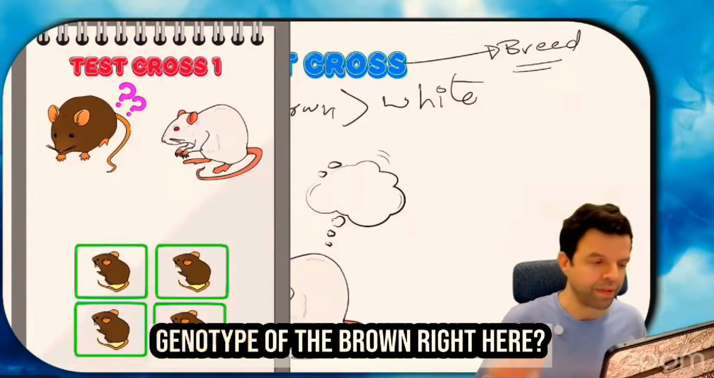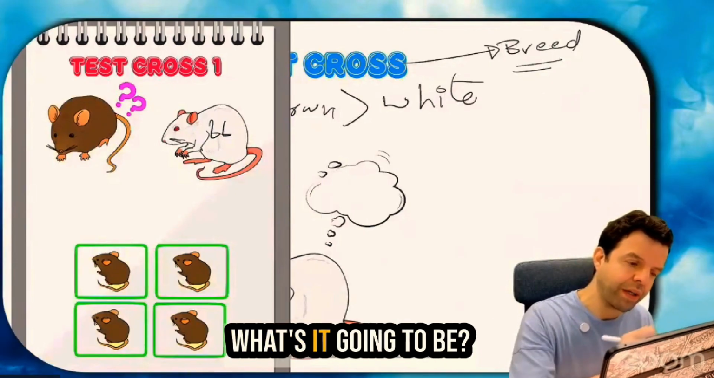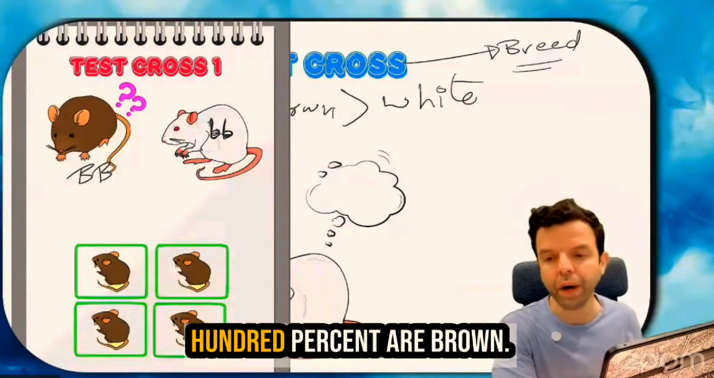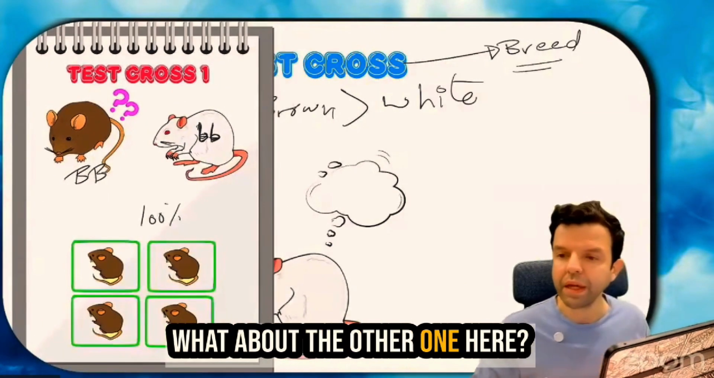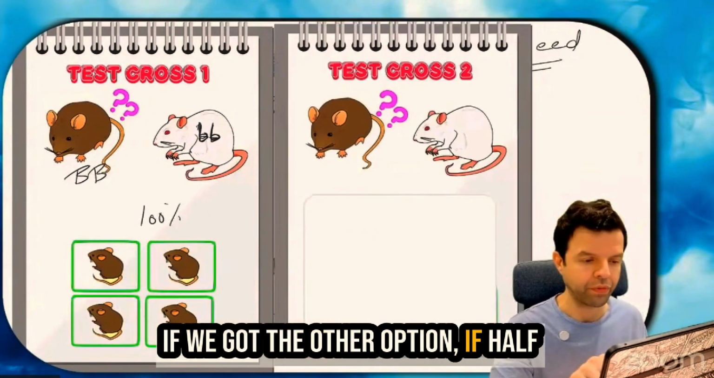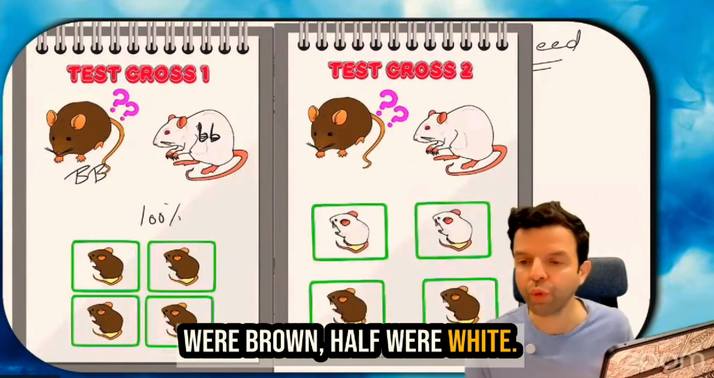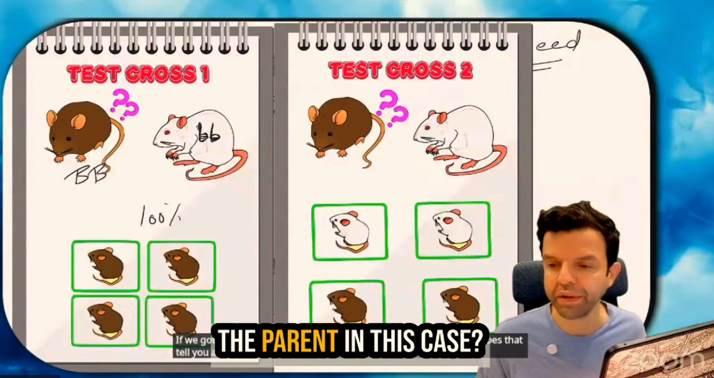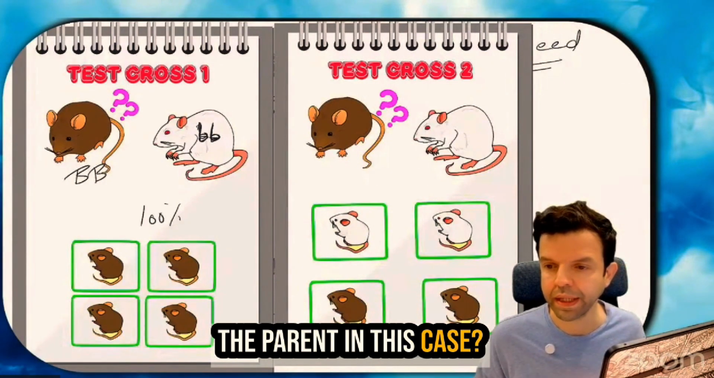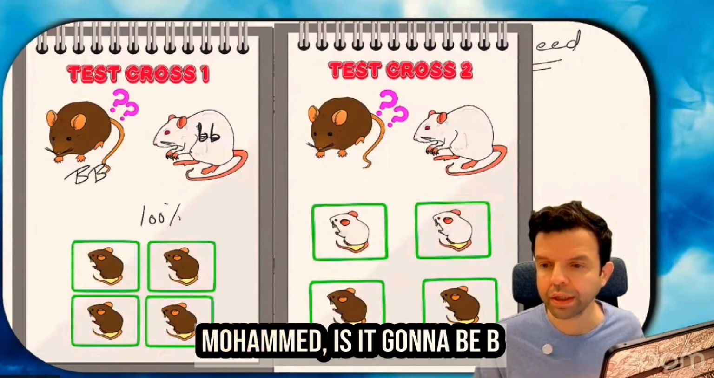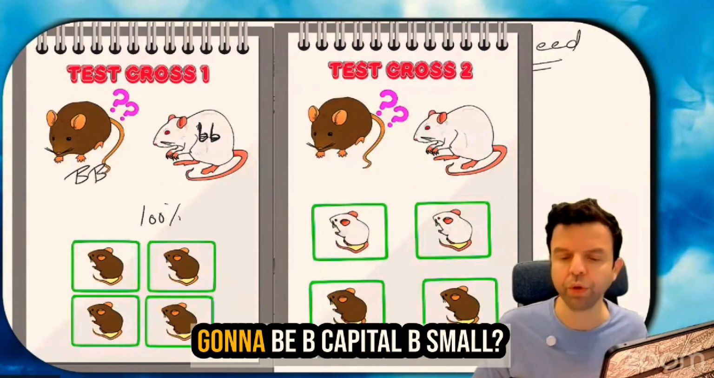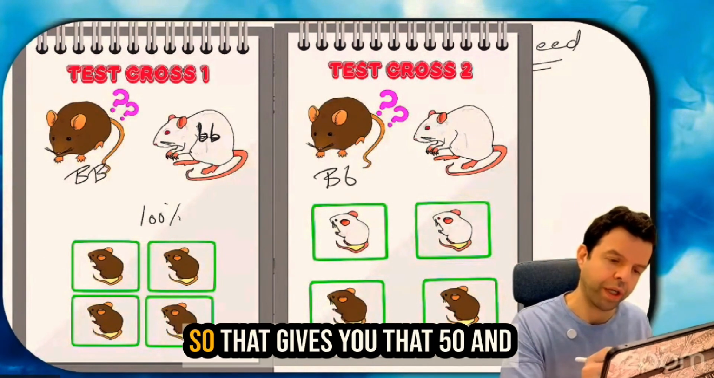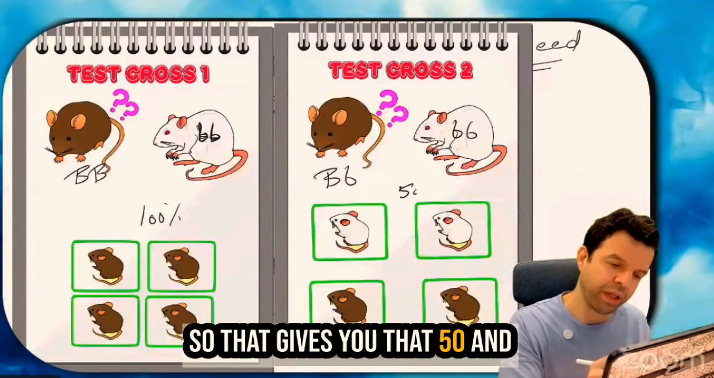Aya, can you tell what the genotype of the brown rat here is? What's it going to be? Aya says he must be B capital B capital, right? Because every one of them, 100%, are brown. What about the other one here? If half were brown and half were white, what does that tell you about the genotype of the parent in this case? Muhammad, is it going to be B capital B capital or B capital B small? It's going to be B capital B small. That's right. So that gives you that 50.